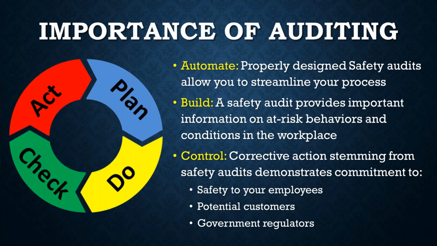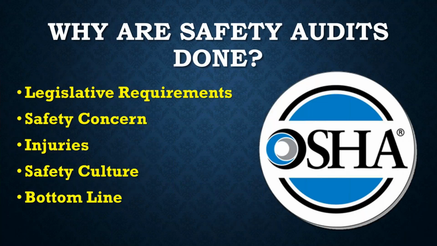And then look at the control bullet point. Ultimately, we need control. We need to control issues that we see from the audits, meaning corrective actions. Folks, if you're doing an audit and you're not providing corrective actions stemming from that safety audit, well, then your audit's useless, okay? So we're going to look at automating, building, and controlling these safety audits.